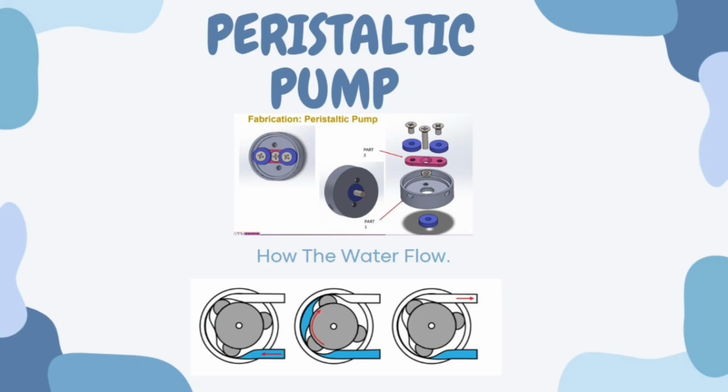The word peristaltic comes from peristalsis, the same natural wave-like muscle contractions your body uses to move food through the digestive system. In engineering, we replicate this by using a rotating mechanism to mechanically squeeze the tube and push the fluid forward.